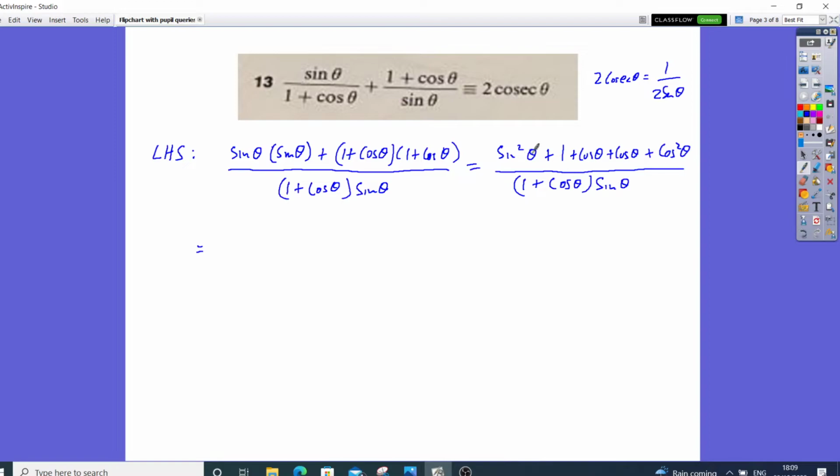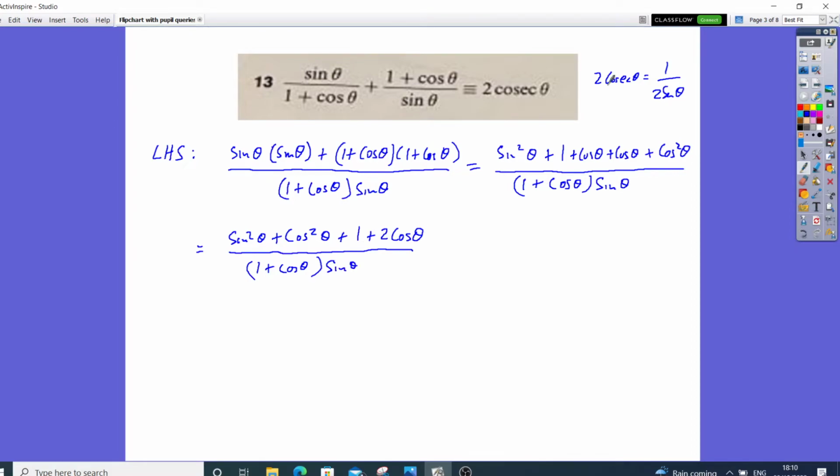So now note one thing, I'm just going to put, actually I'll just write it down, sine squared theta. I'm going to put the cos squared theta next to it. And then you got the plus the 1, and cos theta plus cos theta is plus 2 cos theta, all over 1 plus cos theta times sine theta.